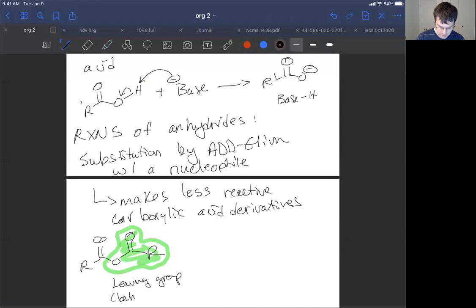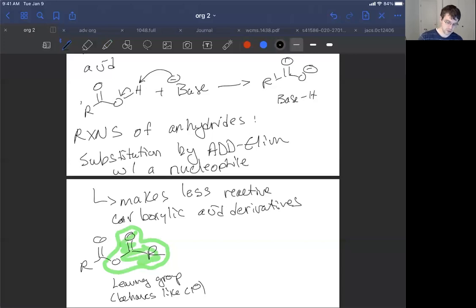So it behaves like Cl minus. Okay, and that's because the negative charge that results after that leaves is stabilized by resonance. It's just a carboxylate ion. We talked about the stability of those when we looked at how acidic carboxylic acids were.